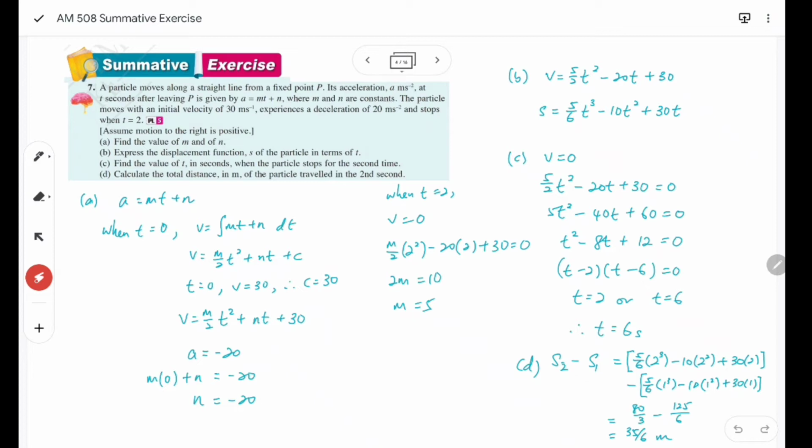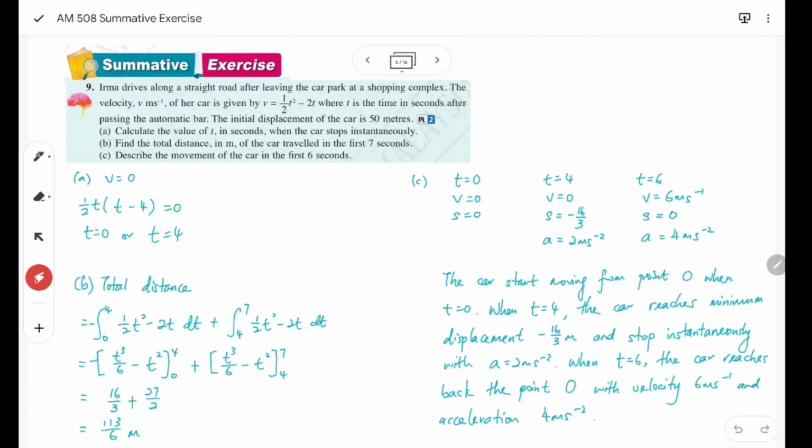D. Calculate the total distance the particle traveled in the second second. Alright, so we need to find the displacement at the second second and the first second. So sub in t equals 2 into our displacement function from here, and minus sub in the 1 in our displacement function. Since these two values are positive and we need to find the difference, we just minus. If we get a negative value here, don't forget to put your modulus. Alright, so we get 35 over 6 meters.